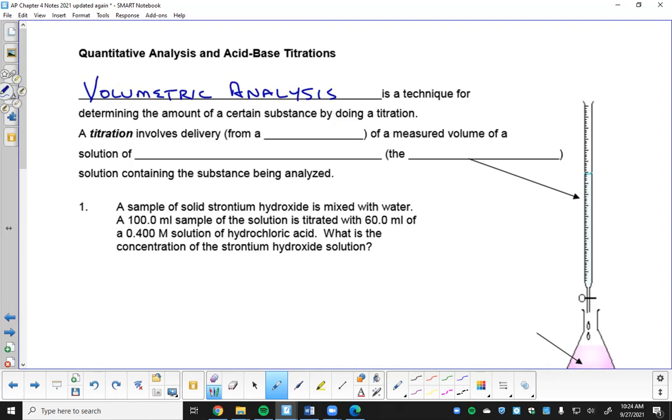Volumetric analysis is a technique for determining the amount of a certain substance by doing a titration. A titration involves delivery from a burette of a measured volume of solution of known concentration, which we call the titrants.